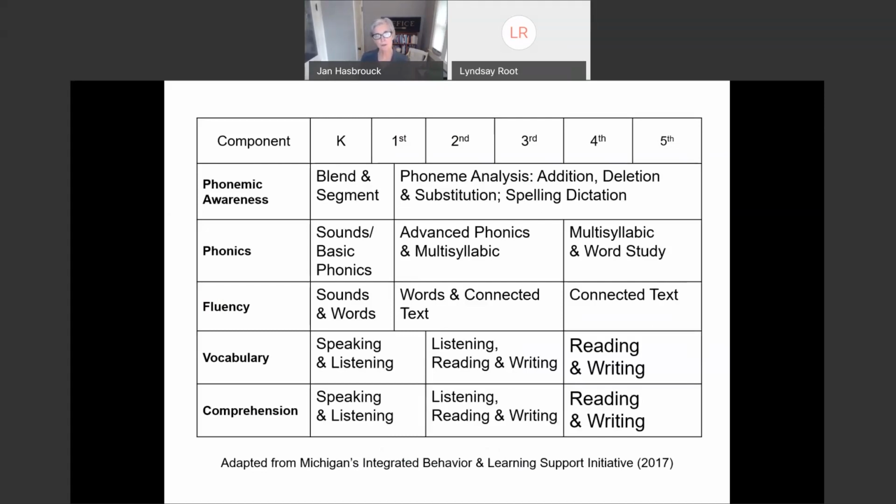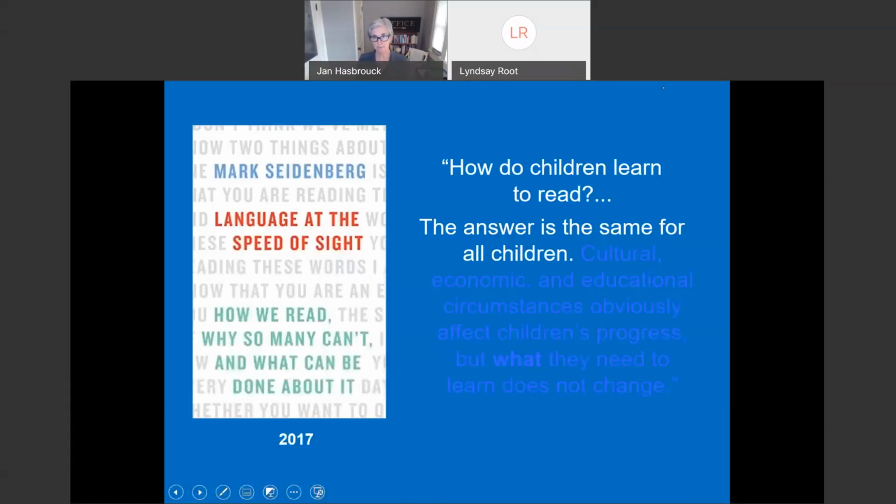So this is showing by 4th and 5th grade, if students are on track, they are ready to do very advanced phonemic awareness. They are decoding multisyllable words and looking at morphology, word study. They are building their fluency simply by reading connected text. They're building their vocabulary and their comprehension by doing lots of reading and lots of writing. That's the goal. This is the outcomes goal for our students. And many of our students with dyslexia are going to lag a little bit behind.